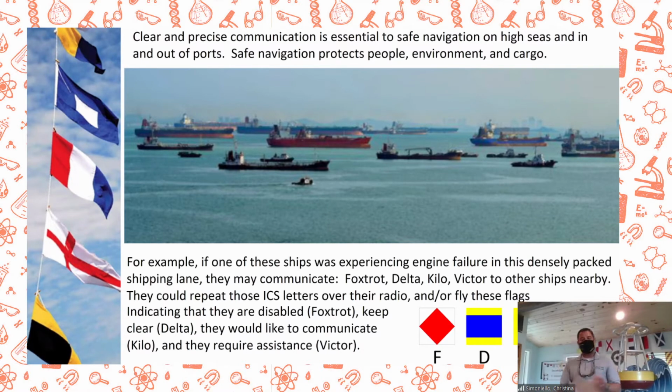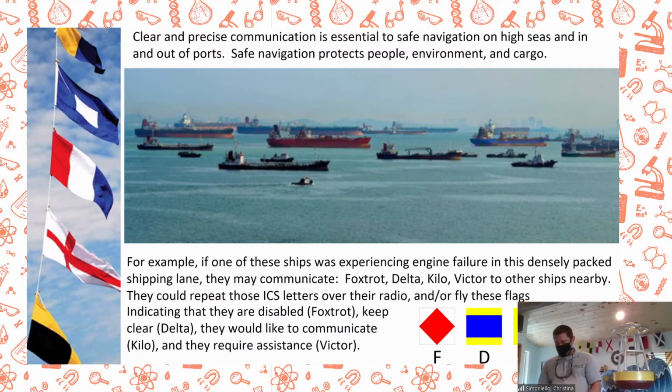And each one of these letters also has a message that it stands for. So Foxtrot, if I were to communicate that, what that means is I'm disabled. If I were to say Foxtrot, Foxtrot, my ship is disabled. The next I would communicate is Delta, and that means keep clear. The next one is Kilo, and that means they would like to communicate. And the last flag you see there is Victor, that they require assistance. That could be a kind of a chain of messages that they could throw out there and hopefully get some help for their situation.